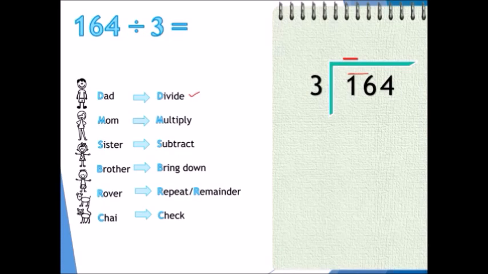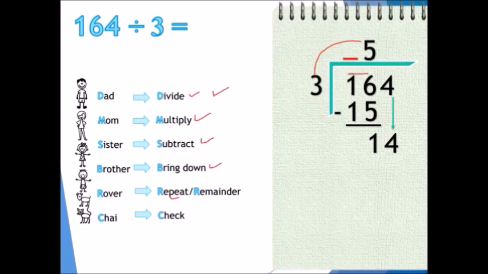Now divide 16 divided by 3 is 5. Multiply 3 times 5 is 15. Subtract 16 minus 15, it's 1. Then bring down the 4 and repeat the same steps.